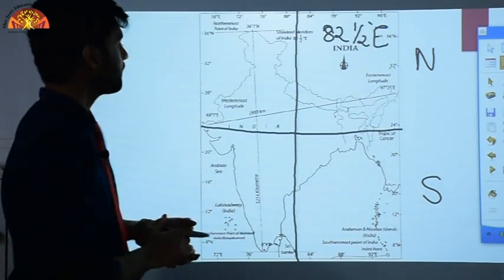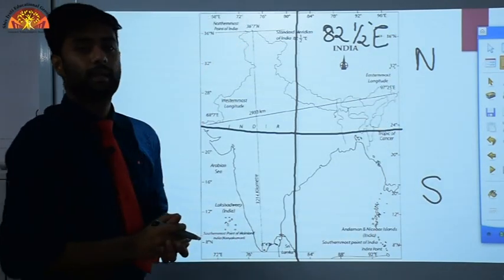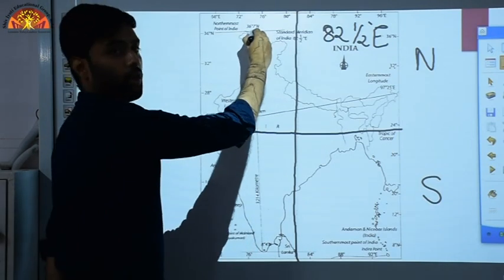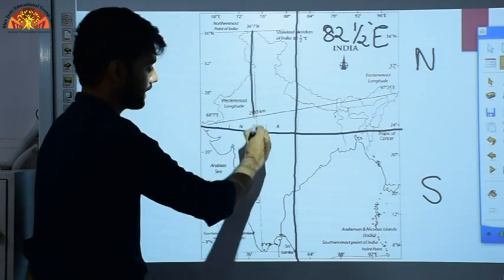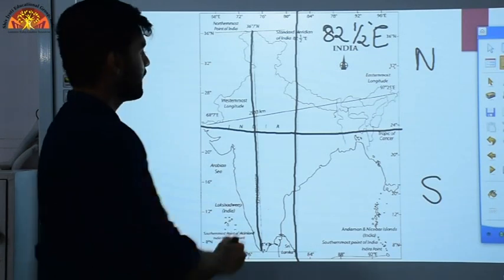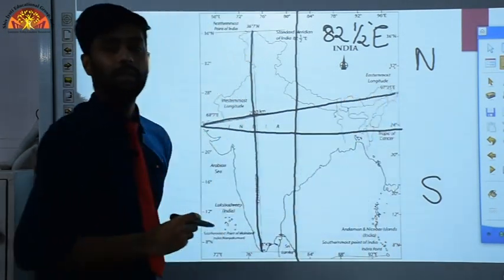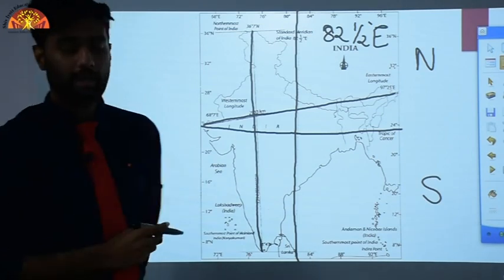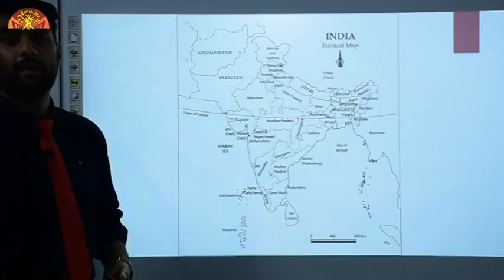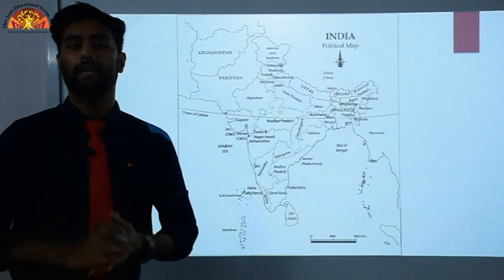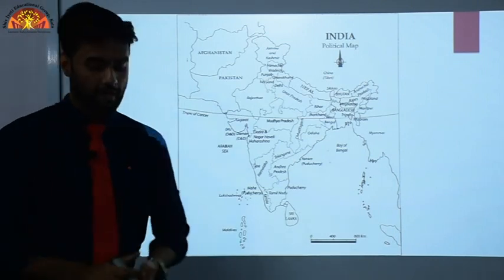Okay. Moving on, this is the northernmost point of India, which connects the southernmost point as well as the westernmost point in Gujarat to the easternmost point in Arunachal Pradesh. Okay. Moving on to our next map. Now let's locate India's neighbors. Okay, the neighboring countries of India.